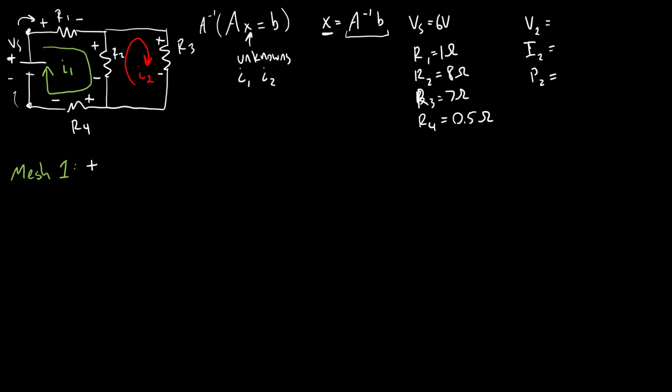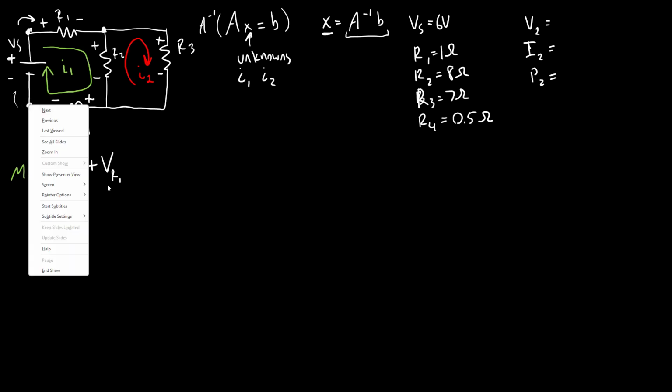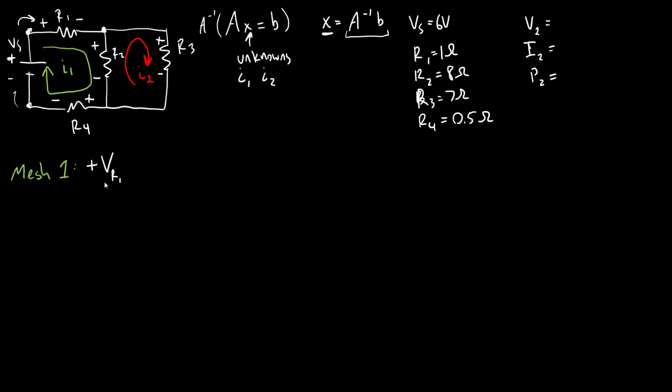I'm going to say I have positive VR1. That's the voltage drop across R1. Again, remember, there's a difference between the voltage drop across a resistor, which in this case is measured between these two points, and the voltage at a point referenced to ground. So when I use this notation, I am referring to the voltage drop across a resistor.